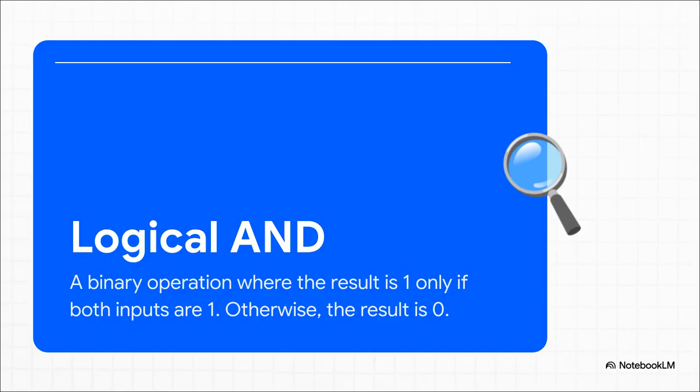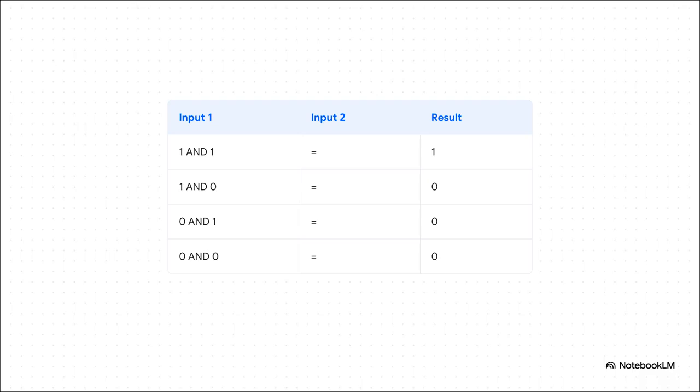Just think of it like a very strict doorman at a club. The rule is simple. The result is a 1 only if both of the numbers coming in are a 1. If either of them is a 0, the doorman says, nope, and the result is a 0. And here are all the possible combinations. See? 1 and 1 is the only way you get a 1. Everything else, 1 and 0, 0 and 1, 0 and 0, they all equal 0. This incredibly simple little operation is the entire key to how subnetting actually works.